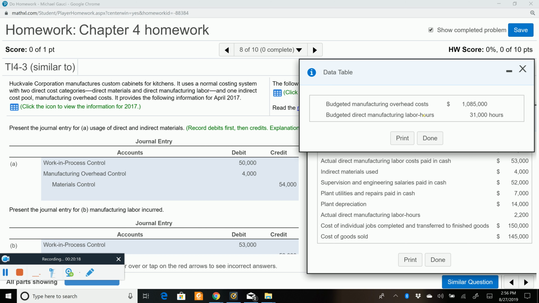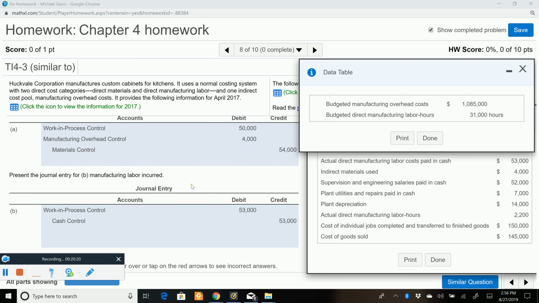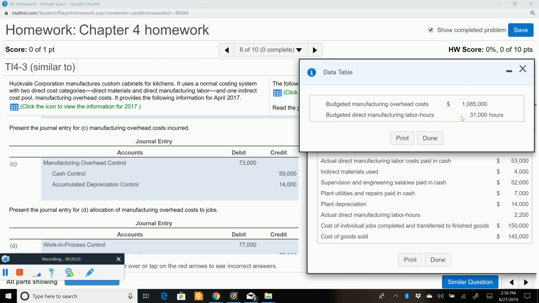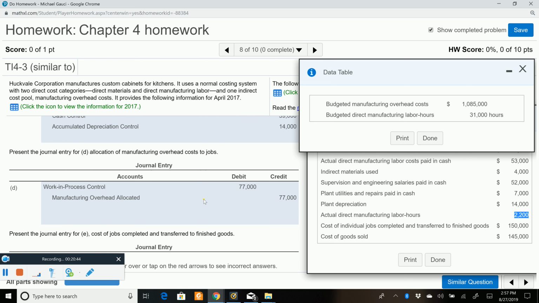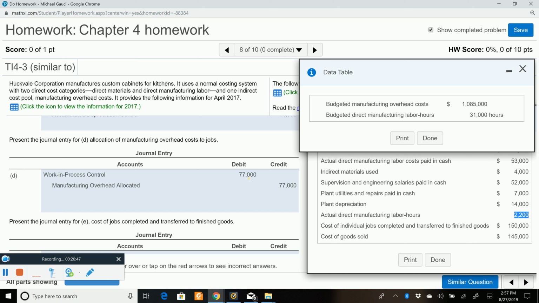So we are going to allocate to Wipp, or work in process, the overhead of $35 per direct labor hour. How many actual direct labor hours did we work? And I'm highlighting it here. The author told us 2,200 direct labor hours. If you multiply that 2,200 by 35, which is the 1,085,000 divided by 31,000, you get $77,000. So that is the amount of overhead that we are going to apply to the Wipp inventory account.